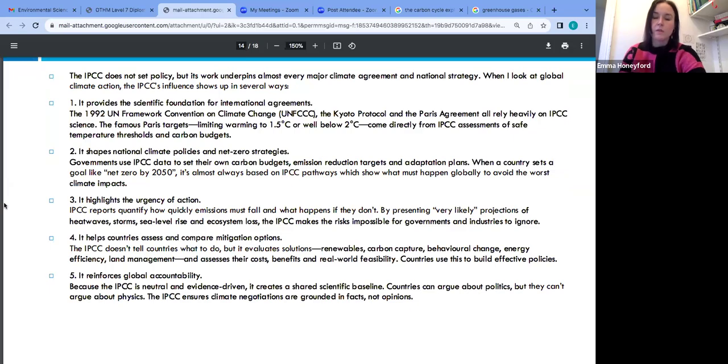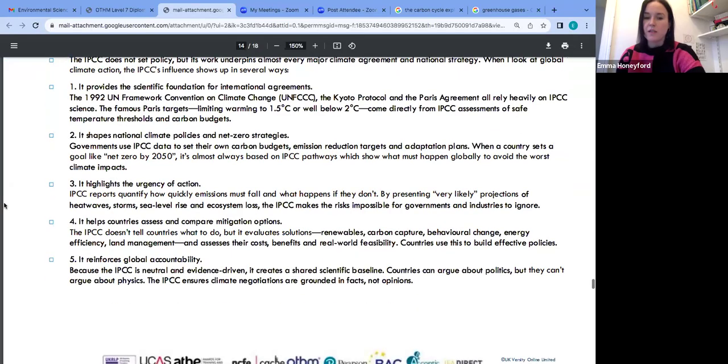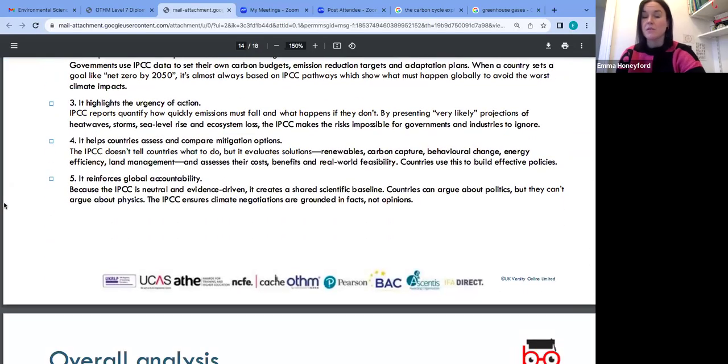It also is really important for global accountability. Because the IPCC is neutral and evidence driven, it creates a shared scientific baseline. Countries can argue about politics, but they can't argue about the physics, the science. It's science-based, and the IPCC ensures climate negotiations are grounded in facts, not opinions, which is so important.